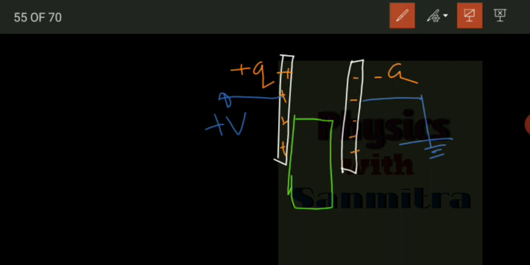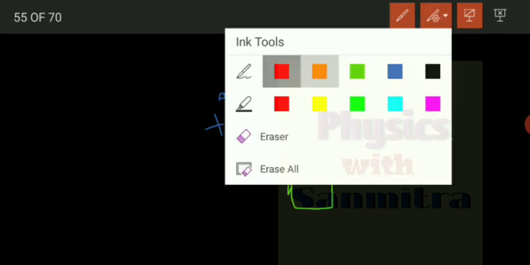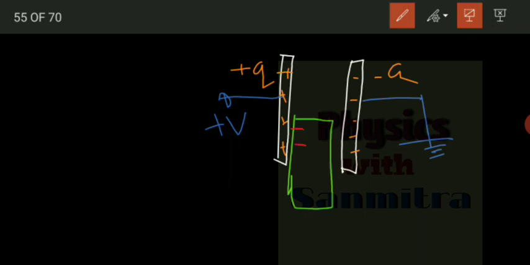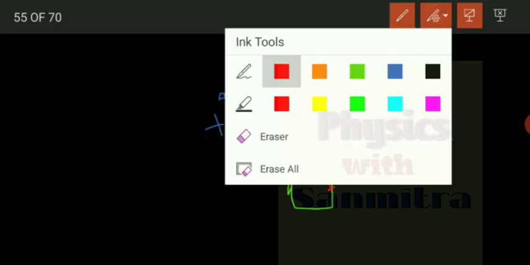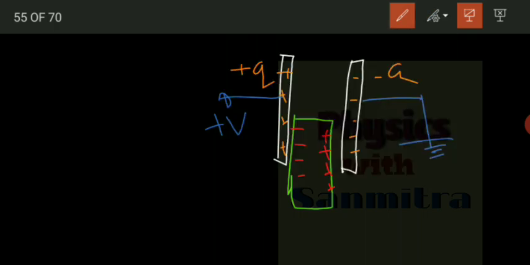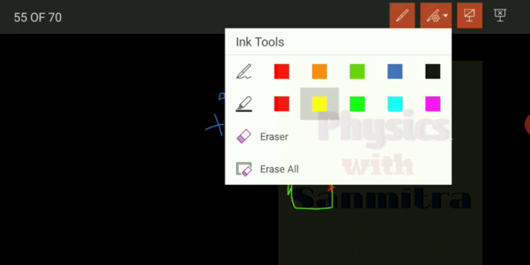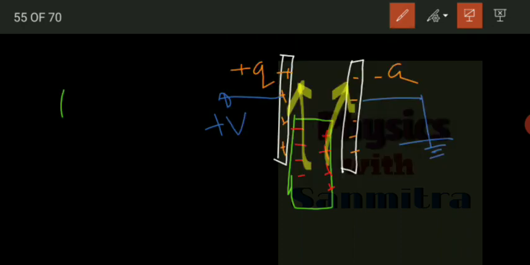Now due to this plus Q, there will be an induced charge here. There is minus Q and there is induced, some plus will be there. Now if you understand properly, due to this plus and minus, there will be some attraction like this. This will be due to the fringing field. This minus to plus, there will be some attraction. This is due to, let me tell you, the fringe effect or fringe field.